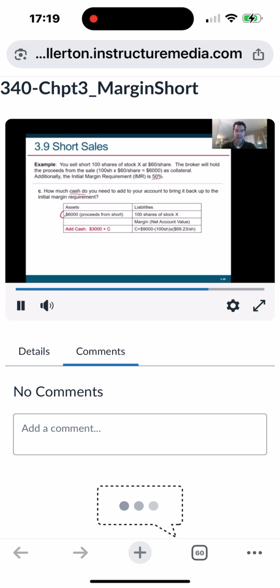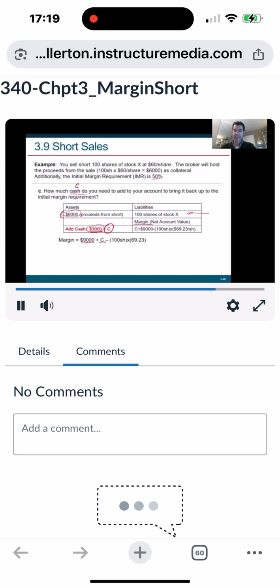Assets, that's 6,000. We had 3,000 initially in cash, plus now I'm going to have to add some more. I'm going to call that C. That's the cash that I'm going to add. What do I owe? I still owe the 100 shares of the stock X. All right, so what is my account margin? Account margin is always the same, assets minus liabilities. So these are the assets now. It's 3,000, 6,000, that's 9,000, plus the cash that I'm going to add, minus how much do I owe?